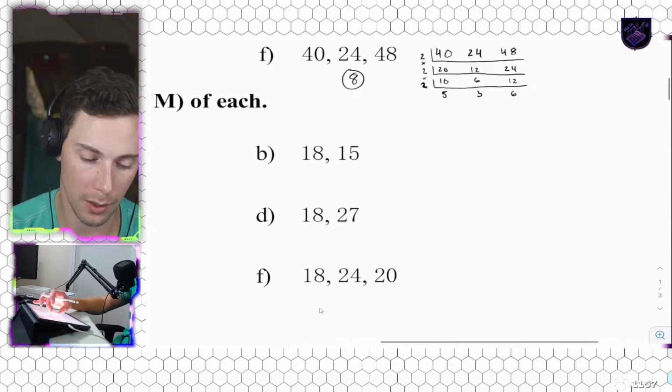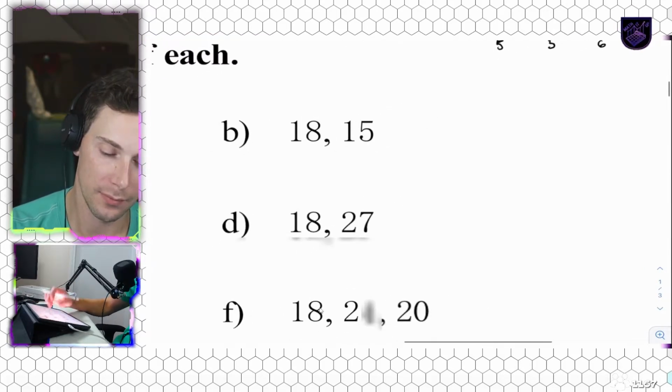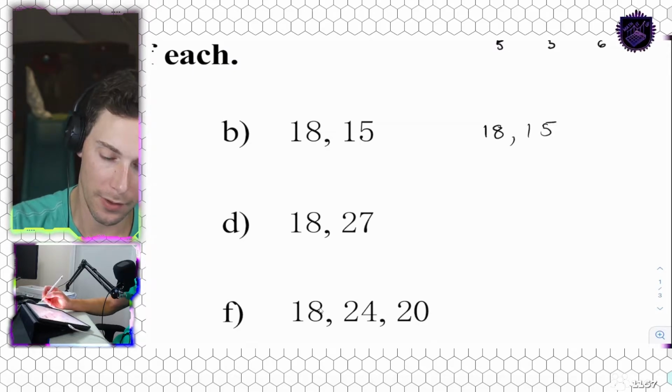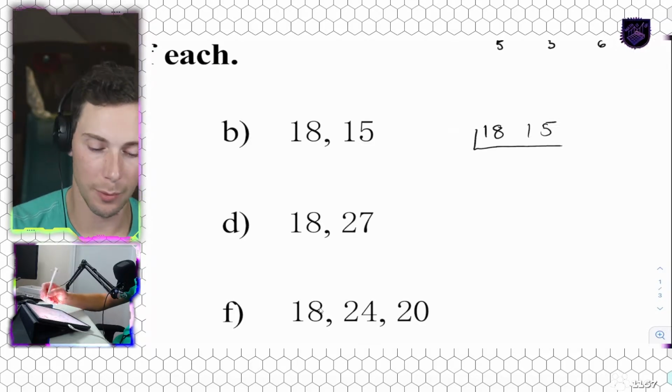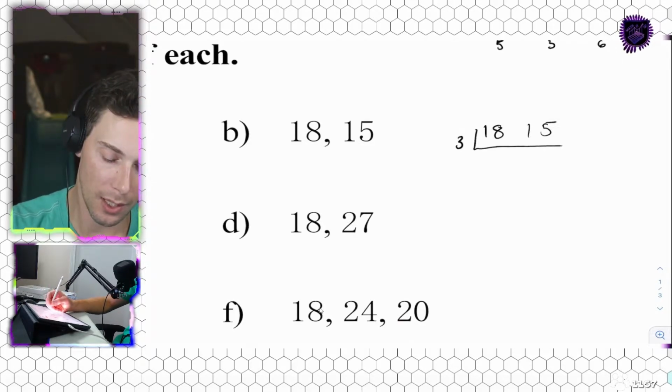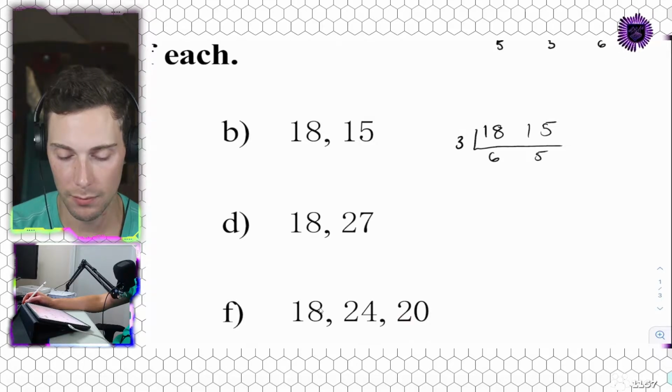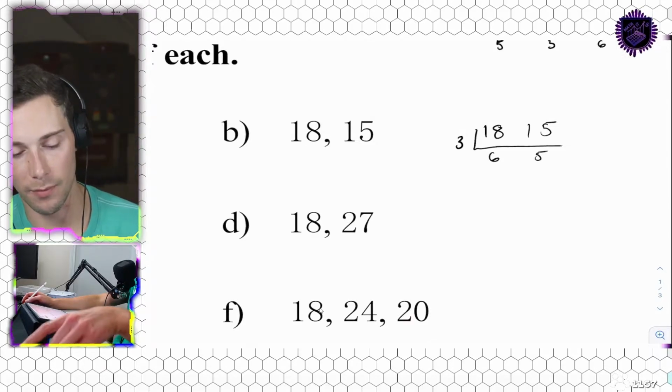3B. Oh my gosh. 15 and 18. Some big numbers here. 18, 15. I'm just going to get rid of that. Okay. Let's do our ladder method. They are both divisible by 3. 18 divided by 3 is going to be 6. And 15 is going to be 5. And from this point, I cannot divide them further.